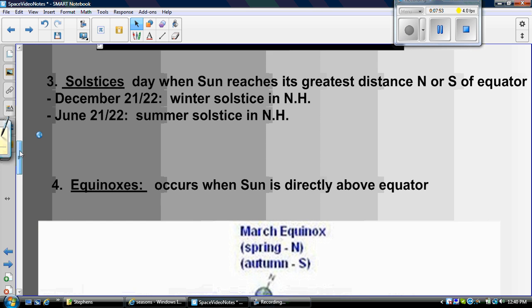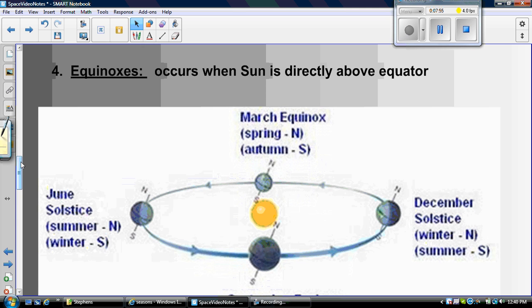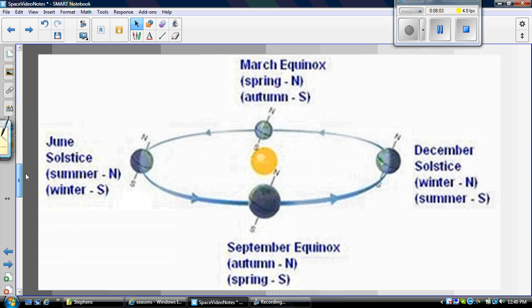Okay, an equinox occurs when the sun is directly above the equator. That happens in our spring and our fall. So in spring, it's in March, and in the fall, it's in September.